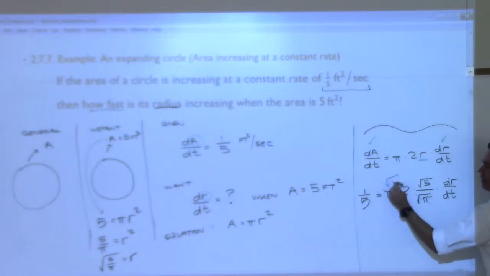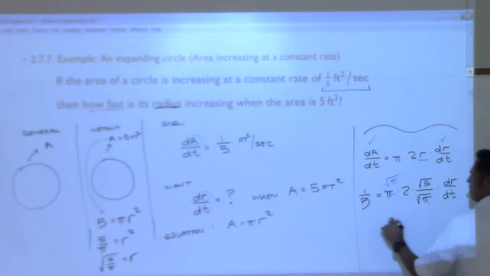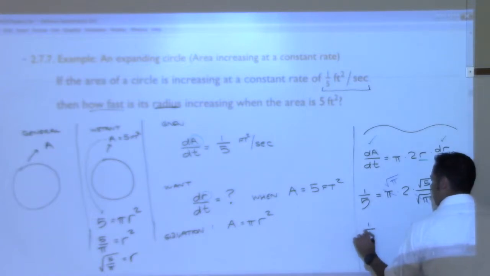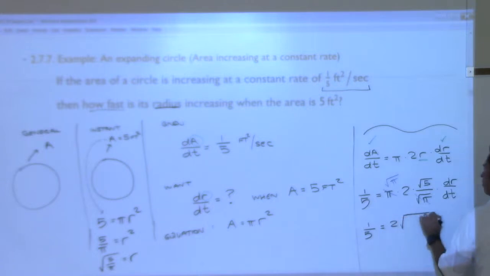This just leaves a root pi here. Because you've got pi to the first power over pi to the 1/2. You subtract the exponents. This just becomes root pi. What am I trying to solve for? This right here. So let me just write down where I am right now. I have 1/5 equals 2 root 5 pi dr dt.